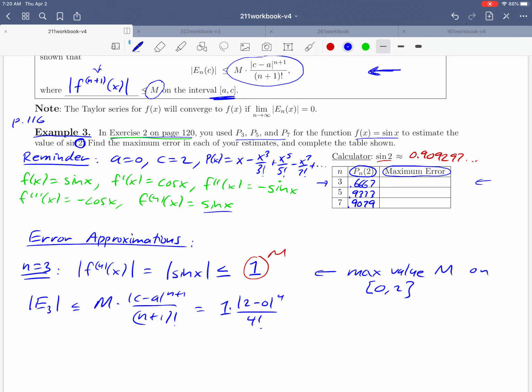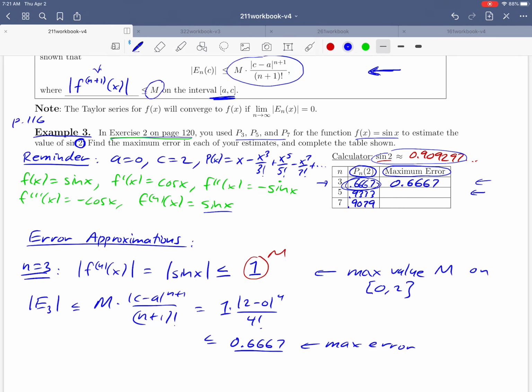You can do that calculation, and what you're going to get is 0.6667. There is our maximum error that we've just calculated. Okay, so that's going to go in our table right here. And so what we're saying then is that this estimate that we found, the maximum difference between that estimate and the exact value of sine of 2 is 0.6667.